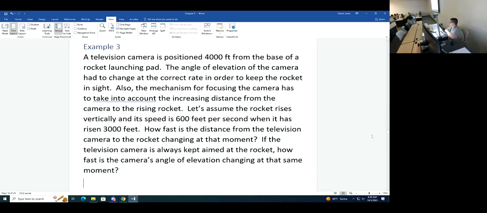I feel like 4,000 feet is like 80% of a mile. That camera's quite a ways away, which it should be. Like fire shoots out of the bottom of the rocket. You can't have the camera next to it.